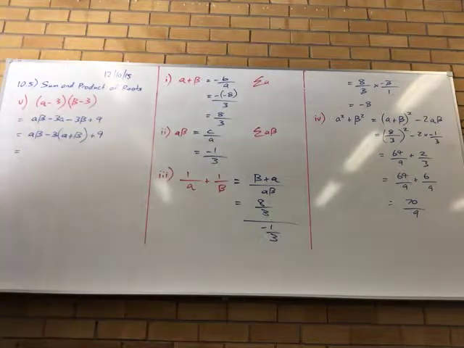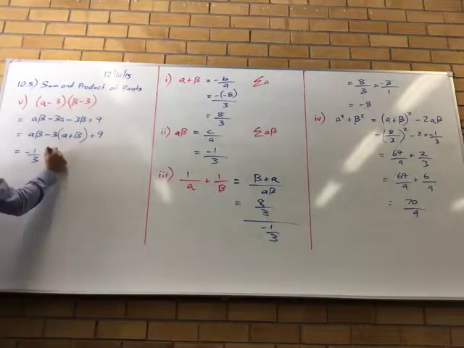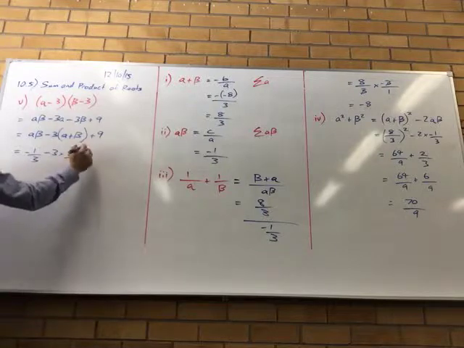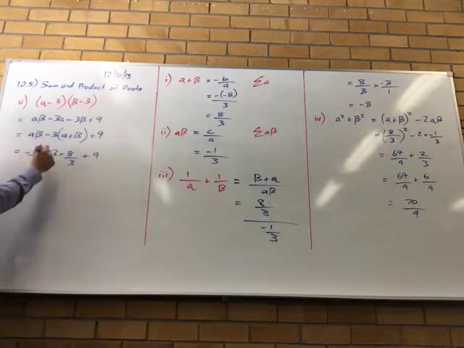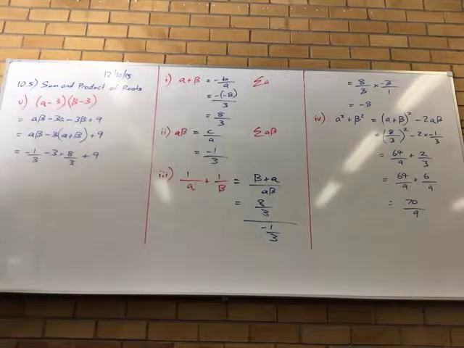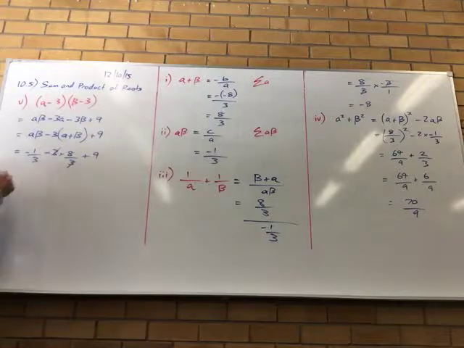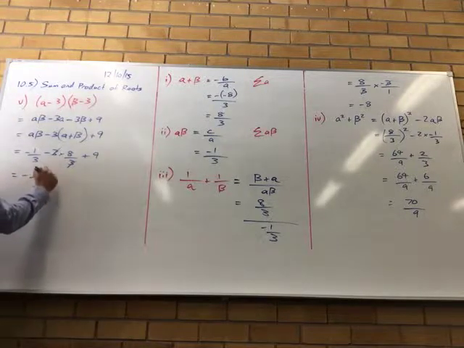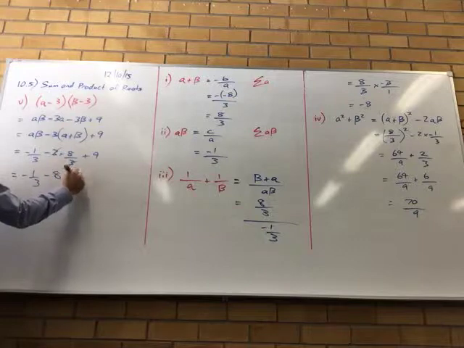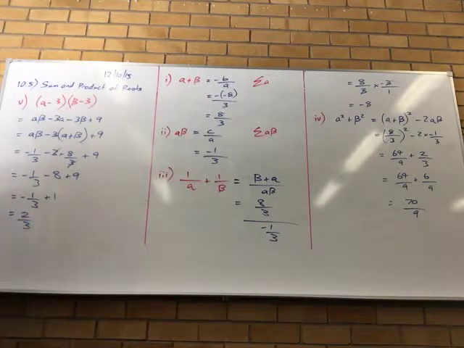Alright, so alpha beta, we should use negative a third, take away 3 lots of 8 over 3, plus 9. Can't do that. So negative a third, take away 8, plus 9, then negative a third plus 1. 2 over 3.